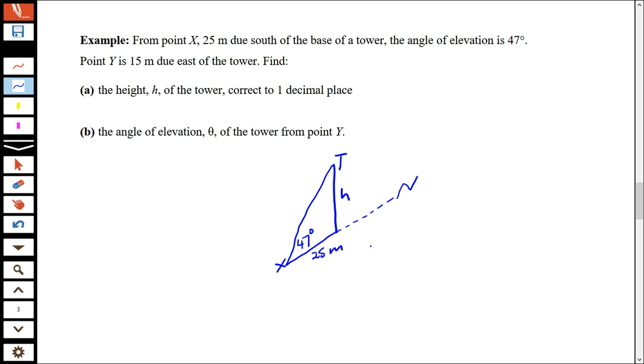Then it says point Y is due east. So east, it's going to be out here somewhere. Remember, north and east are at 90 degrees to each other. And that's, say, 15 meters. I guess that should be a little bit smaller then, shouldn't it? Try that again. Should be a little bit shorter. 15 meters. And calculate that distance there.